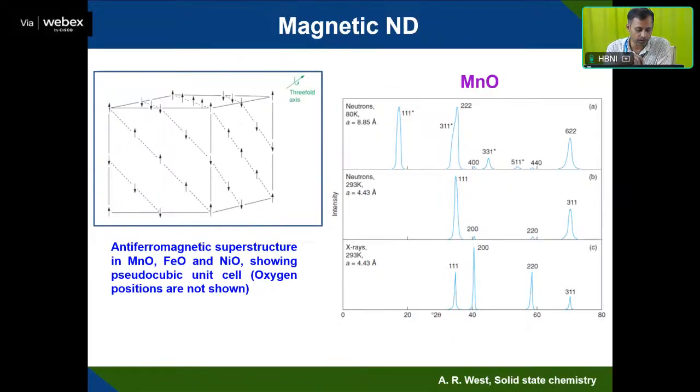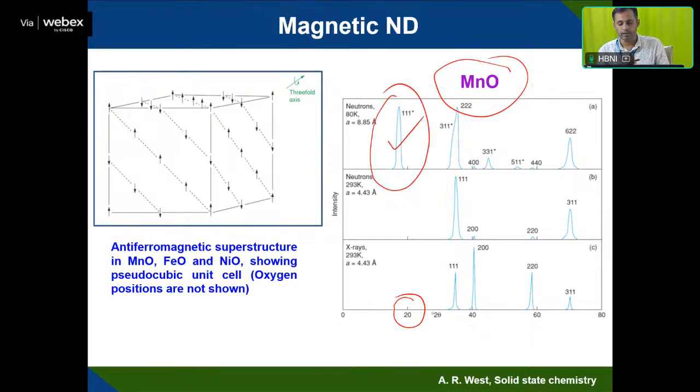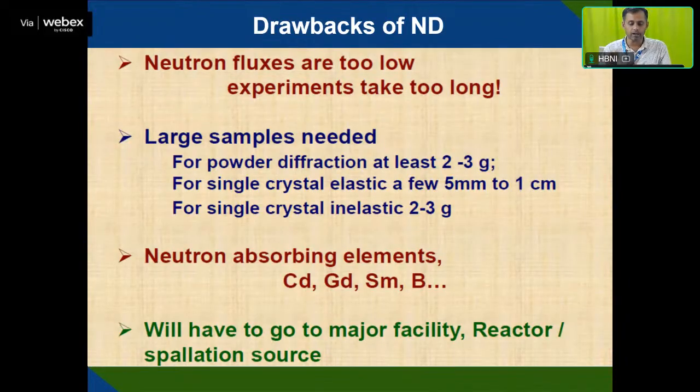So here is an example: nickel manganese oxide, antiferromagnetic. You can see here, even in the X-ray diffraction pattern, you are not getting a peak here. In the case of neutron, if you go to low temperature, this 111 peak, which is the antiferromagnetic interaction, appears at low angle at very low temperature, and you are able to see that type of peak. The main drawback of neutron diffraction, as I told, is that its flux is very low, so the experiment takes a very long time, and you need a large reactor or spallation source facility to get this type of structure. And neutron absorbing elements like cadmium, gadolinium, samarium, boron will interfere in these studies.